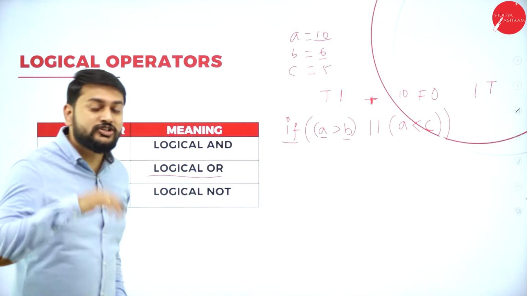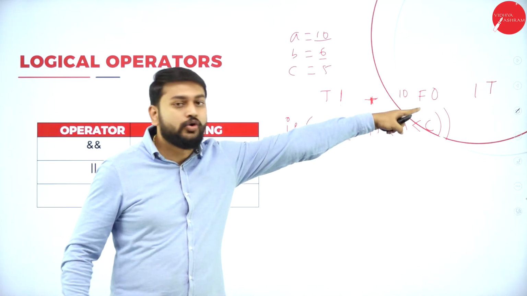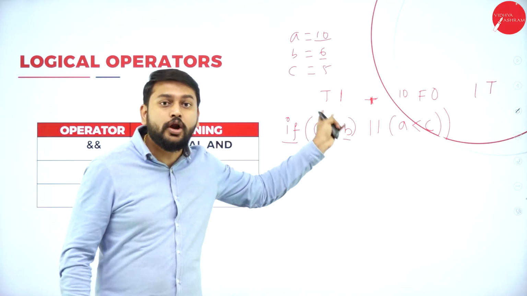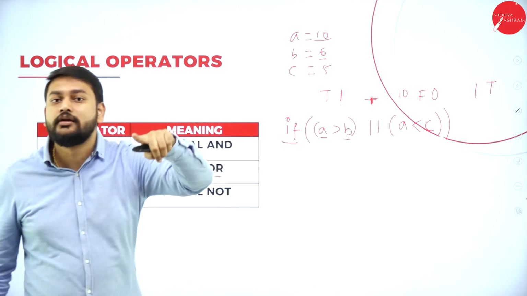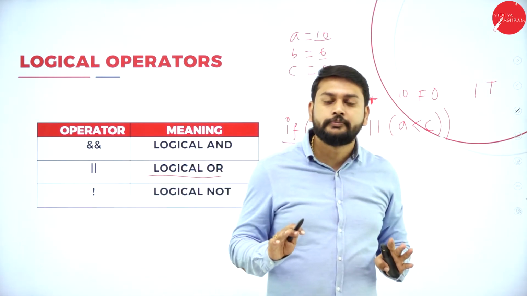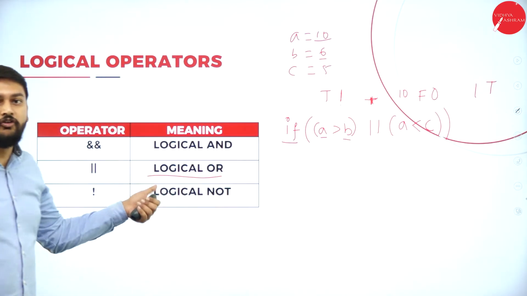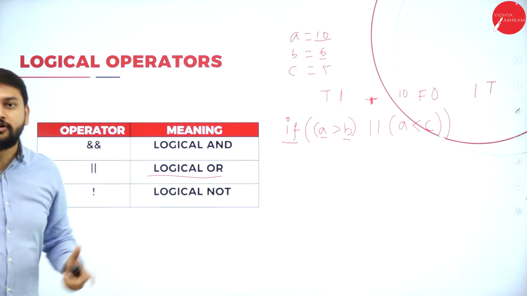But in the previous case, when I was using AND, I should have got 1 here to get true: 1 into 1 is 1. Here 1 plus 0 is 1. If any one of the conditions is true, then it is true. That is the speciality of logical OR. That's what you need to remember.